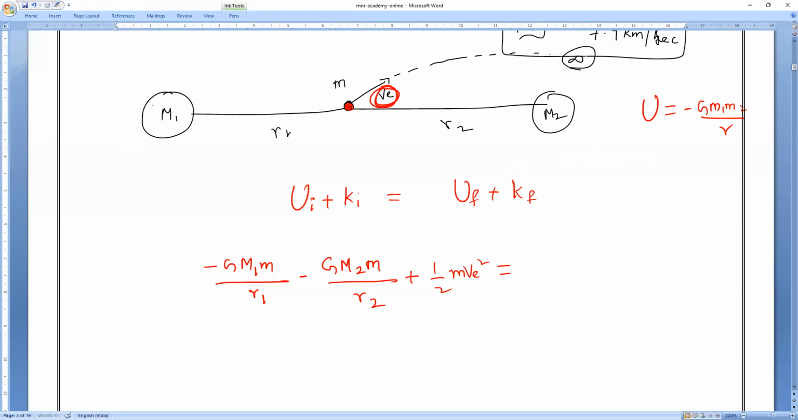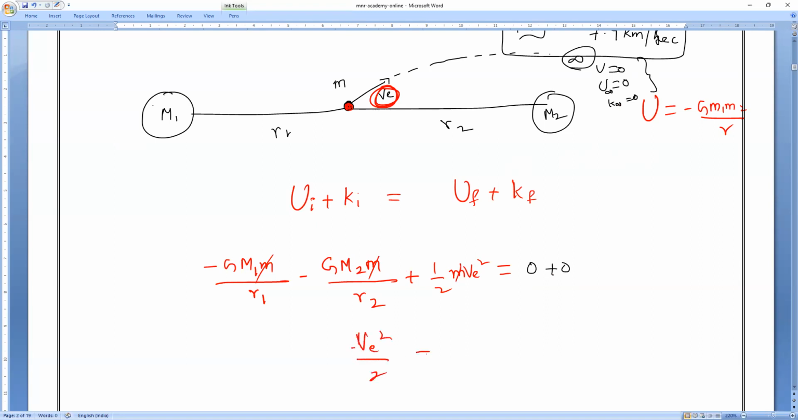When it reaches infinity, the velocity is 0, the final potential energy is 0, and the kinetic energy is also 0. So 0 plus 0. Now, of course, the mass small m is there everywhere, so it will cancel out. Any problem, anybody can tell me?